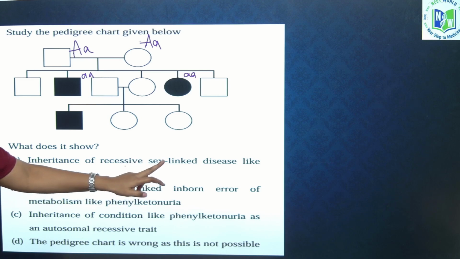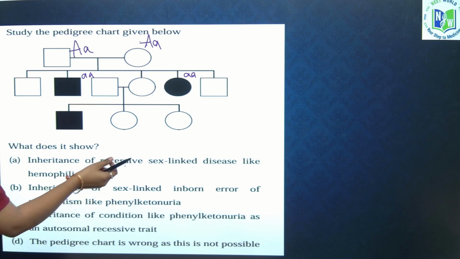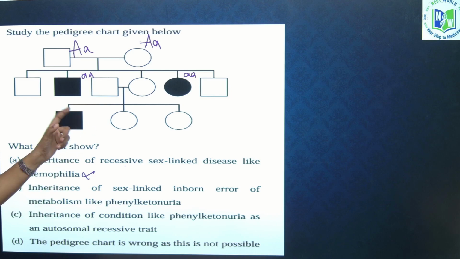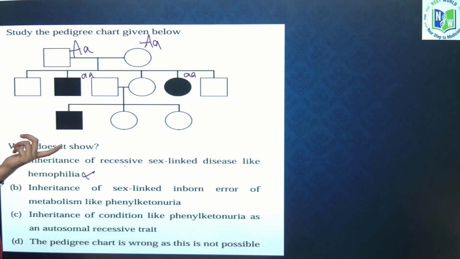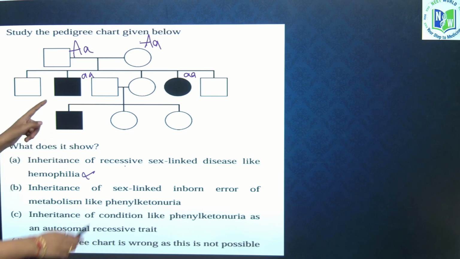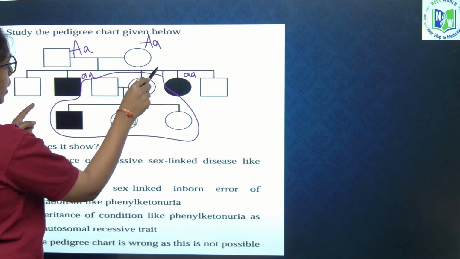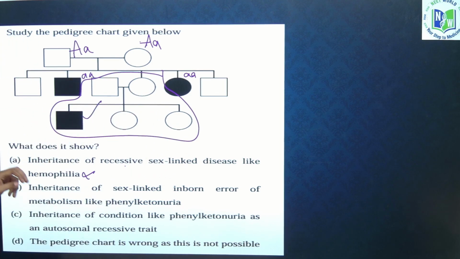Inheritance of sex-linked recessive disease is hemophilia. Wrong. Here there is no sex-linked recessive disease. There is no X-linked recessive disease because we can't see the crisscross pattern of inheritance, right? Here also, unaffected parents have affected individuals. So this is not X-linked recessive.